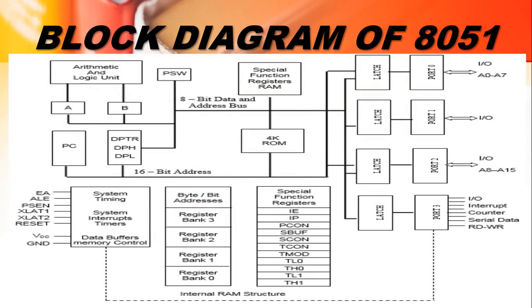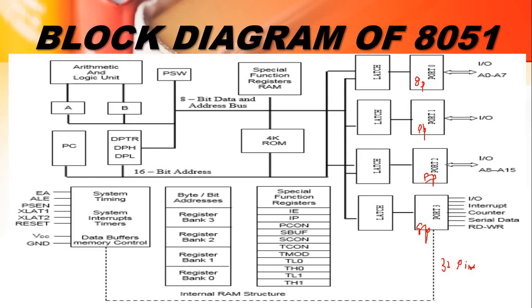These are the special features of the 8051 IC. See the block diagram of 8051. Already I have said we are having 4 IO ports, and each port will have 8 pins. This will separately have 8 pins, this will separately have 8 pins, and this port will also have 8 pins. So total 32 IO pins we are having in an 8051 IC. All these ports are bidirectional ports, that's why we are having arrows on both sides.